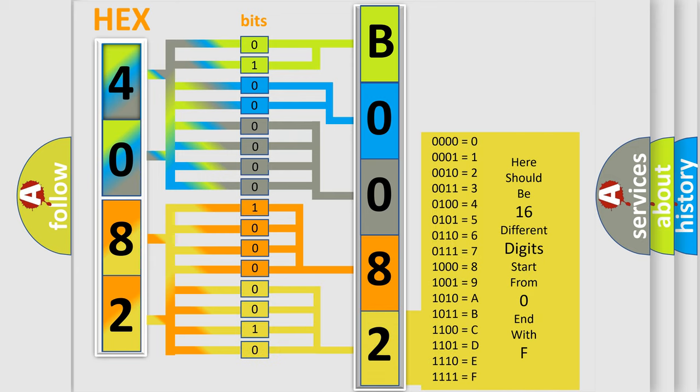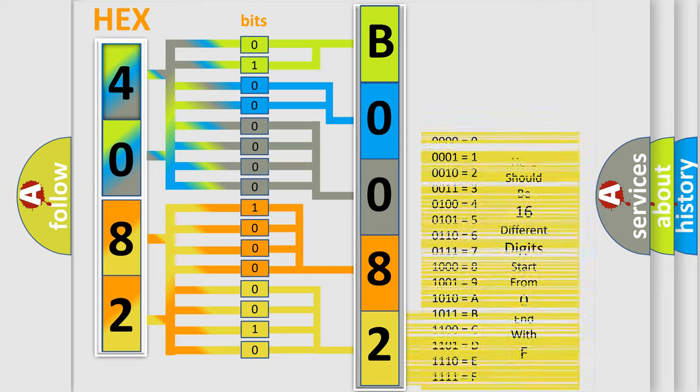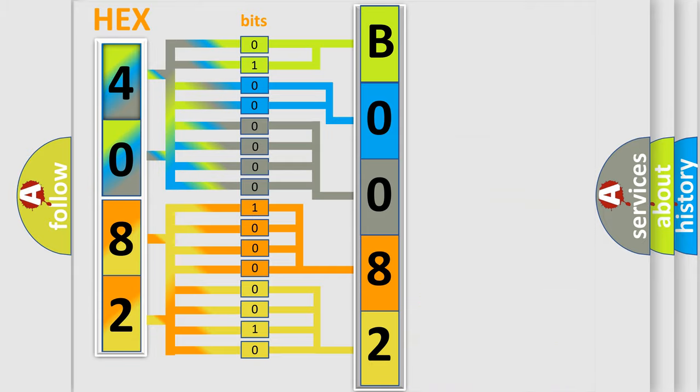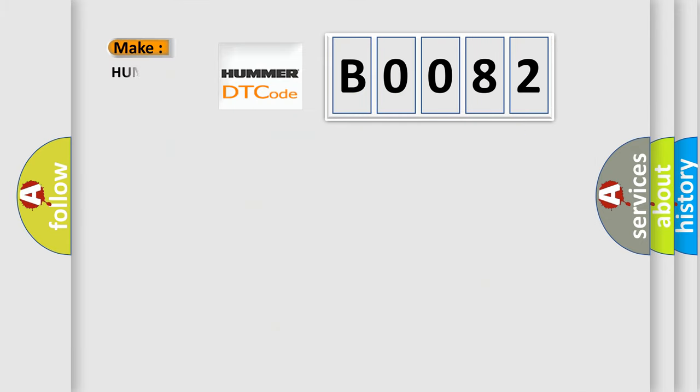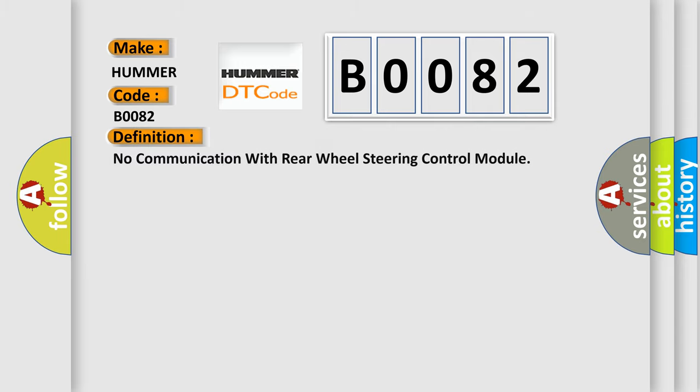We now know in what way the diagnostic tool translates the received information into a more comprehensible format. The number itself does not make sense to us if we cannot assign information to what it actually expresses. So, what does the diagnostic trouble code B0082 interpret specifically for car manufacturers? The basic definition is: no communication with rear wheel steering control module.